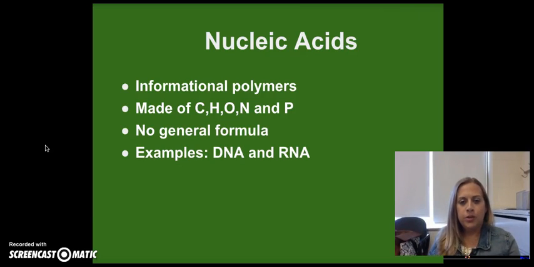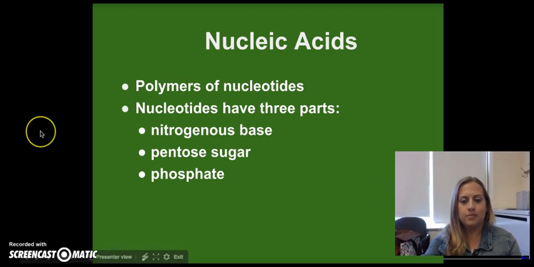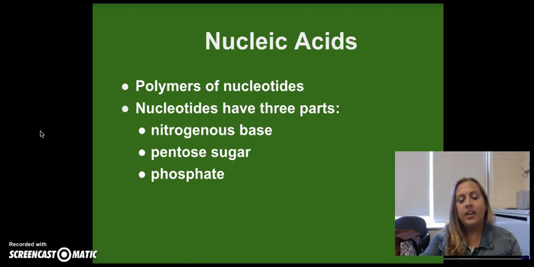All right, the final group that we're going to talk about are nucleic acids. These are informational polymers. They're made of carbon, hydrogen, oxygen, nitrogen, and phosphorus. So if you're ever trying to figure out what something is, look for phosphorus, and if it has it, you're looking at a nucleic acid. Again, no general formula, but two really good examples, DNA and RNA. Nucleic acids are polymers of nucleotides, and they are made up of 3 parts. They're going to have a nitrogenous base, a pentose sugar, and a phosphate group.